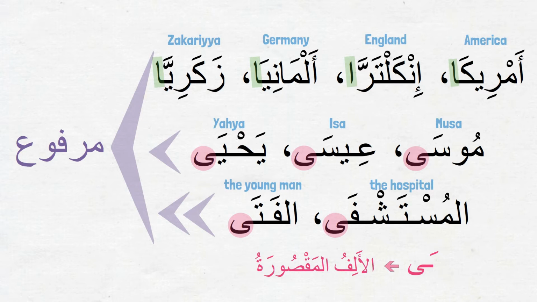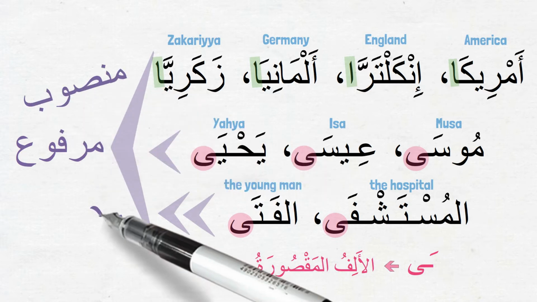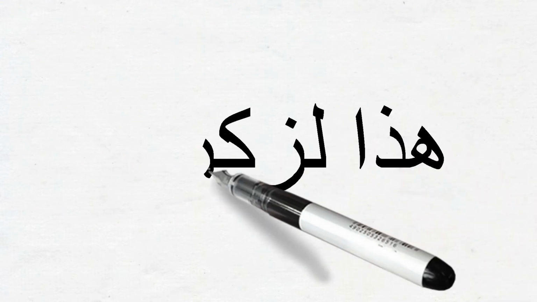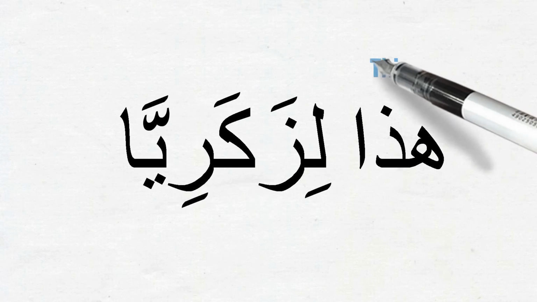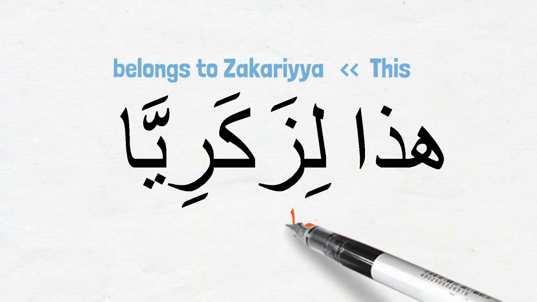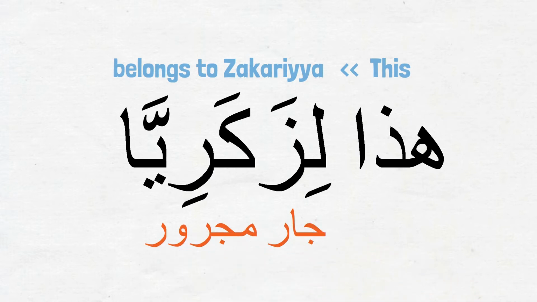All these words with elongated a ending will stay the same even in mansub or majrur cases. For example, they do not change their ending to kasra in majrur case. So we say هذا لزكريا. This belongs to Zakaria. So here لزكريا is a jar majrur phrase. In other words, Zakaria is majrur. But look at its ending.